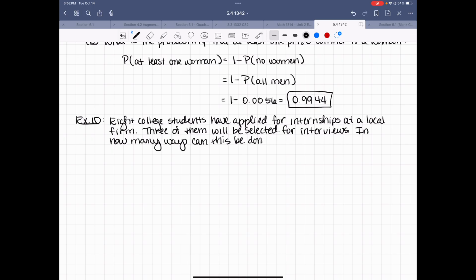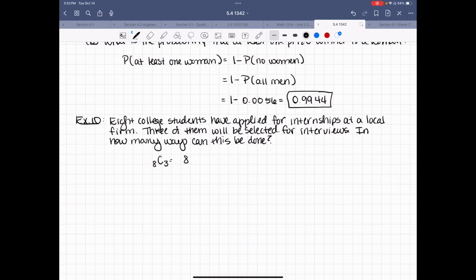Now, the first thing we need to ask ourselves is, does order matter? They're just selecting 3 people for interviews. It doesn't say that you win something if you get picked first or you get a certain person. You're just picking for interviews, so order doesn't matter. You just care that you get picked. So this is a combination. We have 8 college students and we are picking 3 for interviews. So we have 8 choose 3.